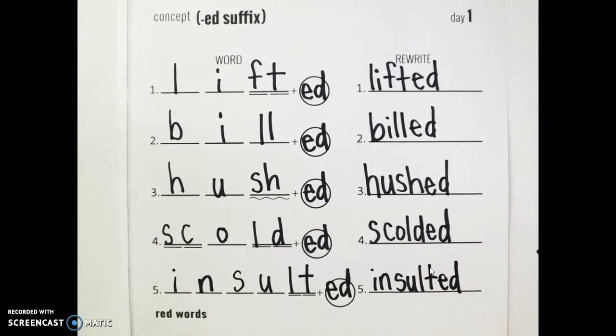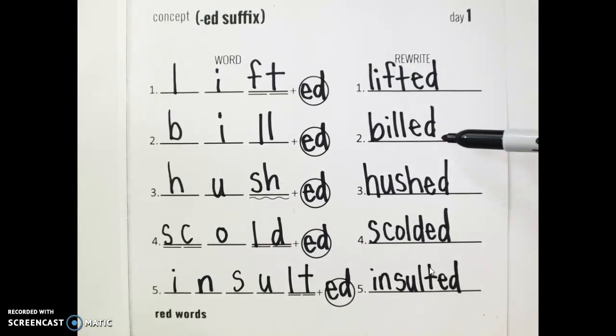Let's read through the words we wrote today. Ready? Lifted, build, hushed, scolded, insulted.